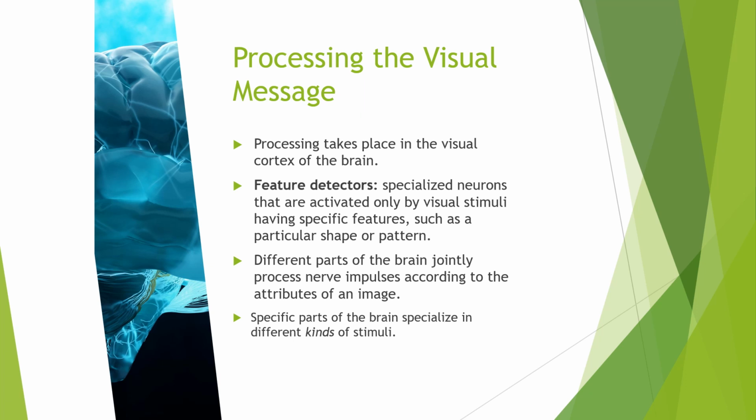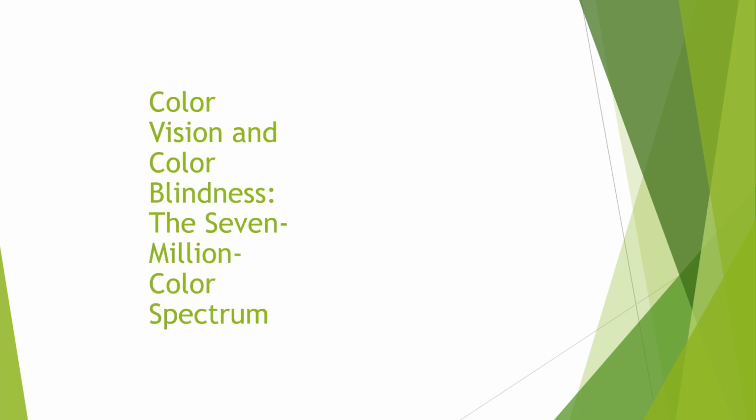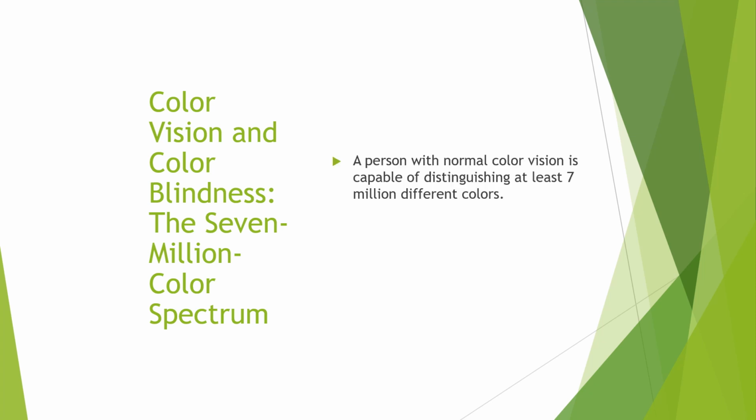All right, so let's finish this module, module 11, by talking about color vision and color blindness. The 7 million color spectrum so that we can see all these various colors. A person with normal color vision is capable of distinguishing at least 7 million different colors. So if you have normal color vision, you should be able to tell the difference between 7 million different colors.